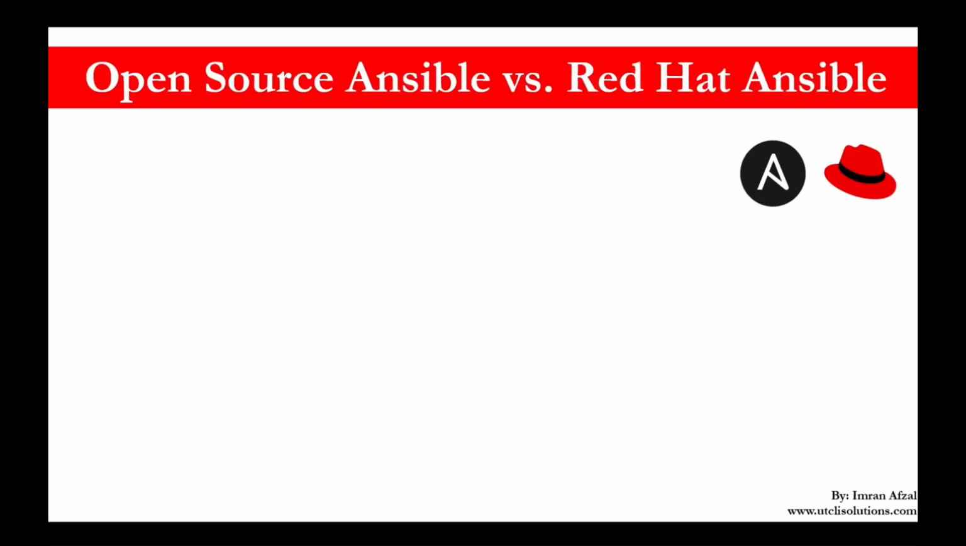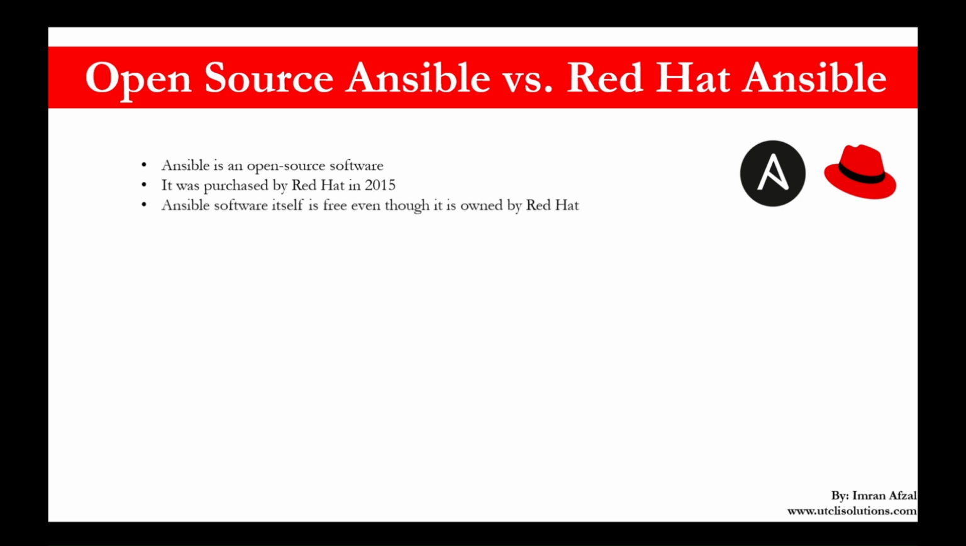Up until this point, we have a lot of good information about Ansible. There is one confusion that is always around, and I know a lot of system administrators have this confusion: open source Ansible versus Red Hat Ansible. Is Red Hat Ansible different from the open source Ansible? No. So let's take a look. Ansible itself is a free open source software. It was purchased by Red Hat, yes, in 2015. The Ansible software itself, the tool, the package itself, is free, even though it is owned by Red Hat.